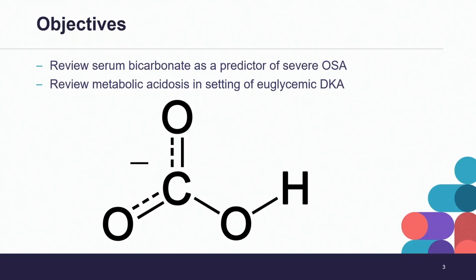So the first I want to talk about is using serum bicarb to predict severe OSA. And the second is using or recognizing metabolic acidosis, specifically in the setting of euglycemic DKA, which is one of our newer and possibly more increasingly common perioperative scenario.